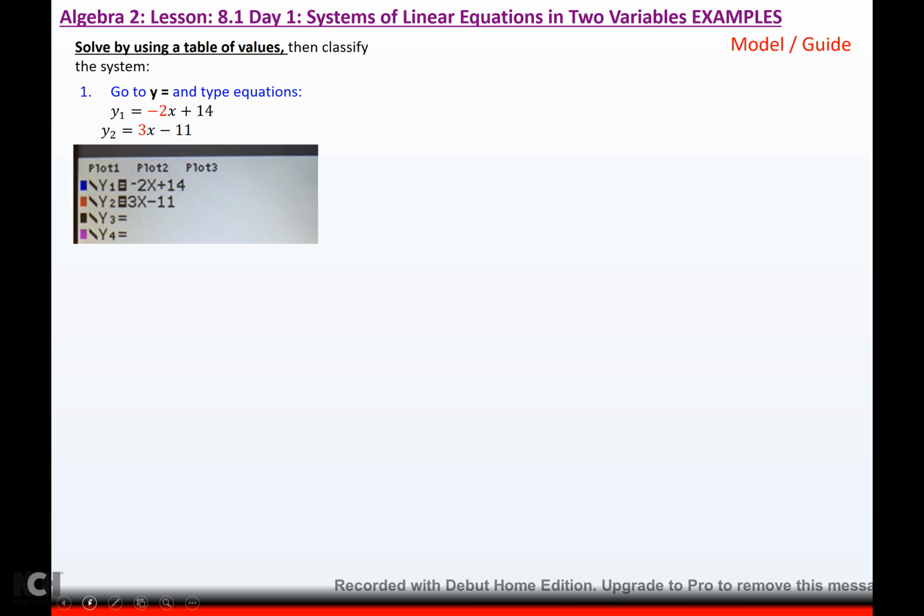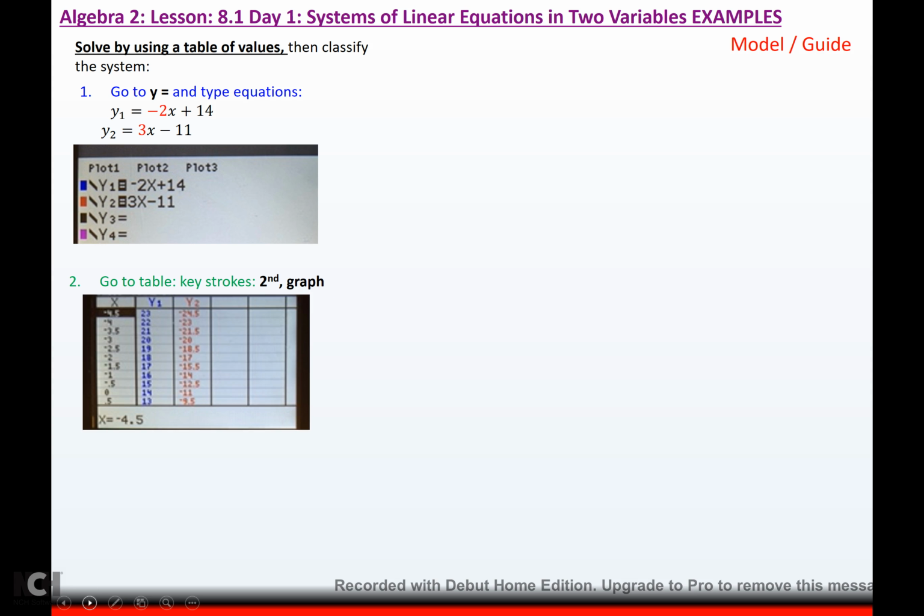Okay? So it says solve this system by using a table of values. Y is already alone, so I go to y equals and type it in, and then I'm going to go to table. Okay, so I hit second graph, and this is what I can see. And I have no idea what your calculator is set at. Mine is obviously set to start at negative 4.5, and it's counting by 0.5s. Okay, you can make your calculator start and count by whatever you want.